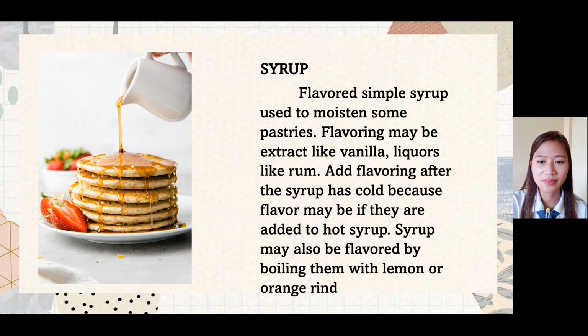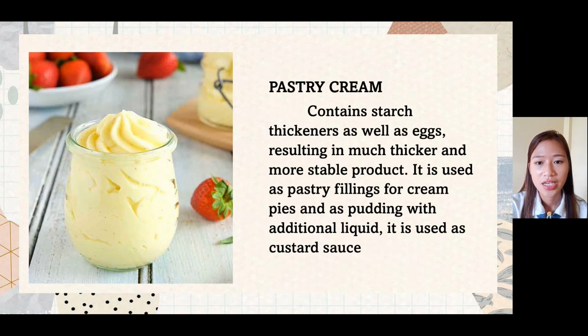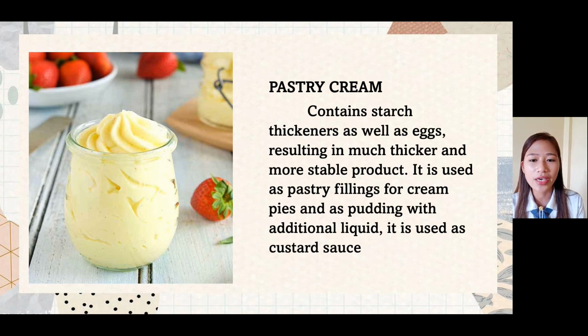Next is the pastry cream. It contains starch thickeners as well as eggs, resulting in a much thicker and more stable product. It is used as pastry filling for cream pies, and as pudding with additional liquid. It is used as custard sauce. We also see pastry cream in donuts. This is commonly the filling or the ingredient.